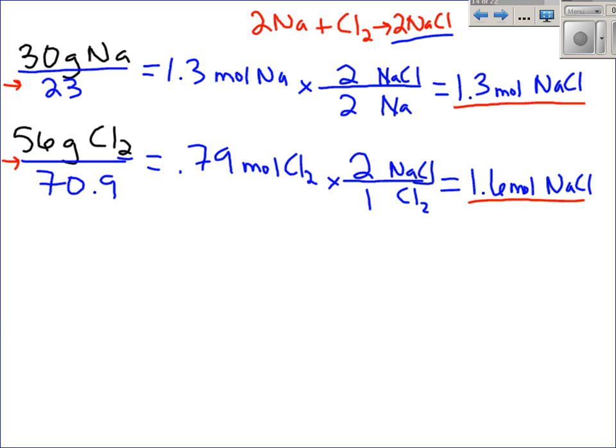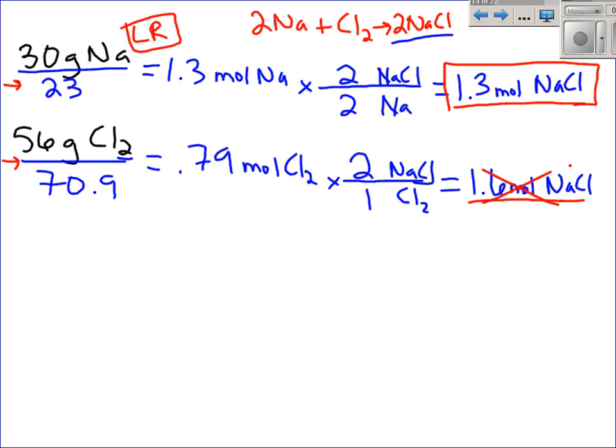Since I can only create 1.3 moles of NaCl using the sodium because it's the lower amount, this is the amount that's actually created. And sodium, therefore, is my limiting reactant because it makes the least amount. And therefore, I'm going to use the 1.3 moles, not the 1.6, when I'm doing my final third step.